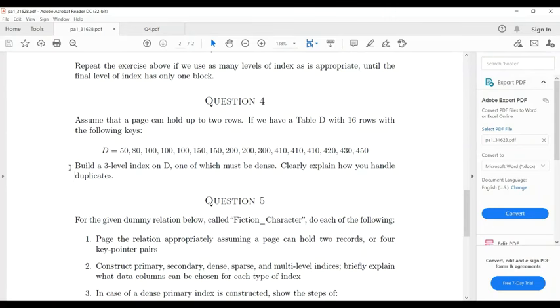Now, building a 3-level index on D, one of which must be dense. Please take into consideration that the only level that can be dense is the 1st level, not the 2nd, not the 3rd. Okay, going back to the solution.